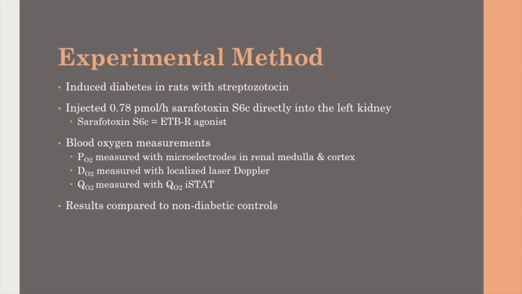Blood oxygen measurements were then taken in various ways. Oxygen tension was measured with microelectrodes in the renal cortex and medulla. Oxygen delivery was measured with a localized laser Doppler, and oxygen consumption was measured with a statistical analysis test. Results from these rats were compared with non-diabetic control rats.